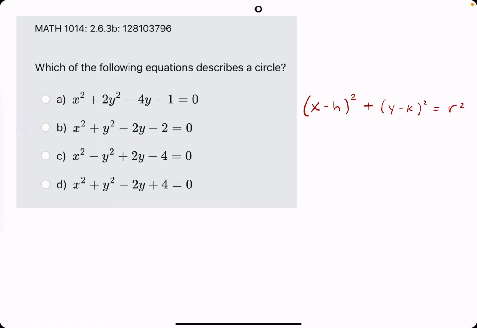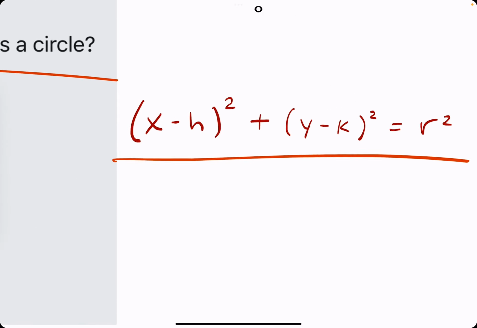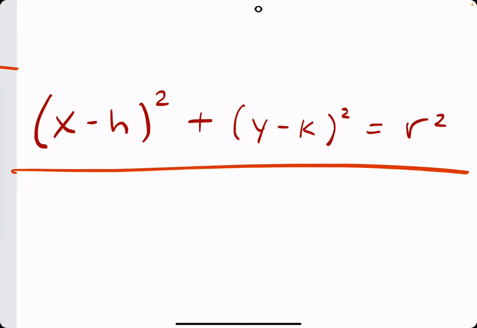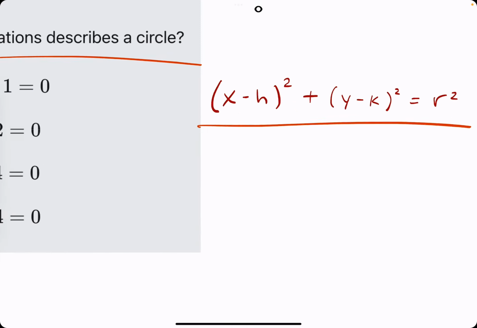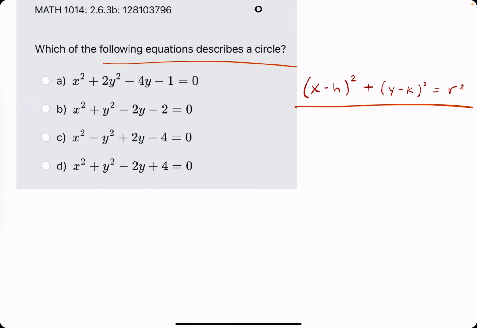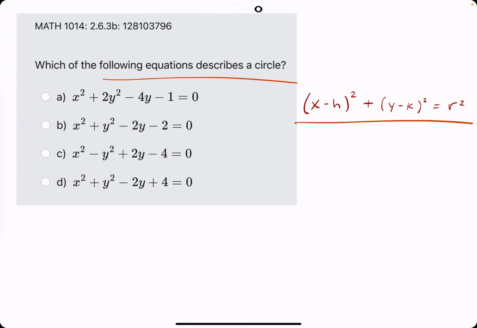Okay. In this problem, they ask which of the following equations describes a circle. For a circle, we have the general standard form of the equation of a circle, where we have (x - h)² + (y - k)² = r². The x squared and the y squared are the most important pieces.